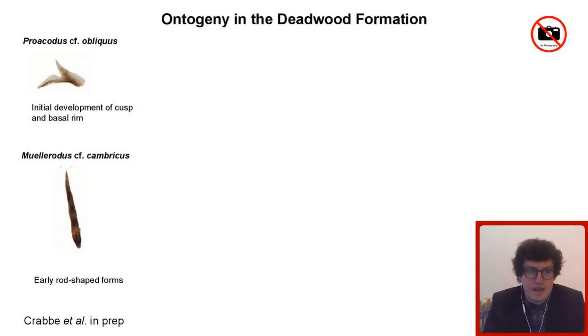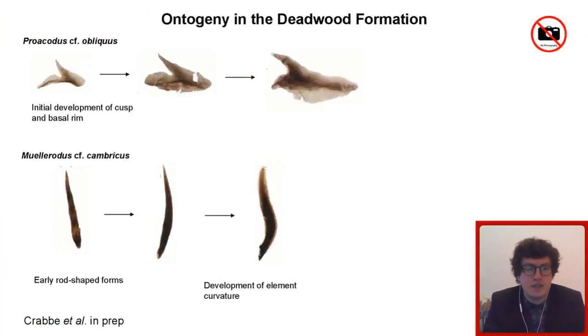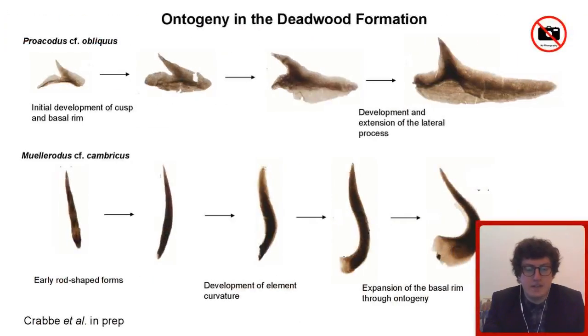So for example, here, elements compared with Proacodus obliquus and Mullerodus cambricus are seen to develop from these small initial elements into gradually larger elements through the addition of tissue to the base, and then ultimately forming the adult stages through the extension of a lateral process and basal rim, respectively, showing quite a distinct allometry throughout their development.